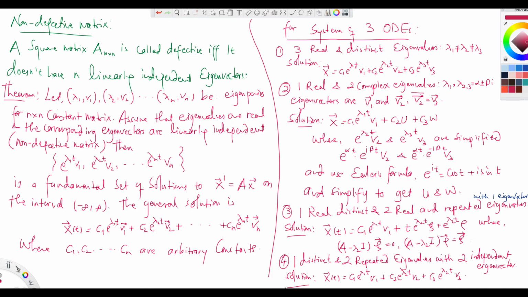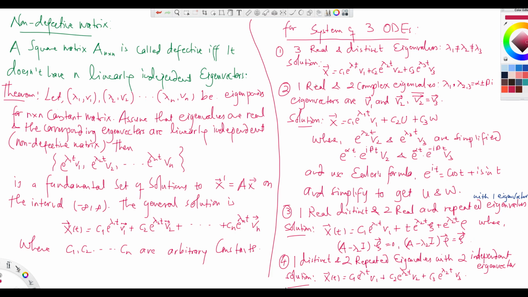So the general solution is you just take the linear combination of those: c1 e to the lambda 1t v1 plus c2 e to the lambda 2t v2 plus, and so on through cn e to the lambda nt vn, where c1 through cn are arbitrary constants. Okay, so we'll see some of the cases of the 3x3 matrix, 3 differential equations. If there are 3 distinct eigenvalues, it will have 3 linearly independent eigenvectors. So in that case, the solution will be exactly the same as that.